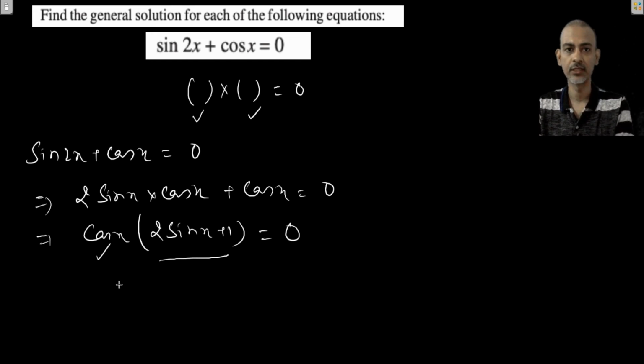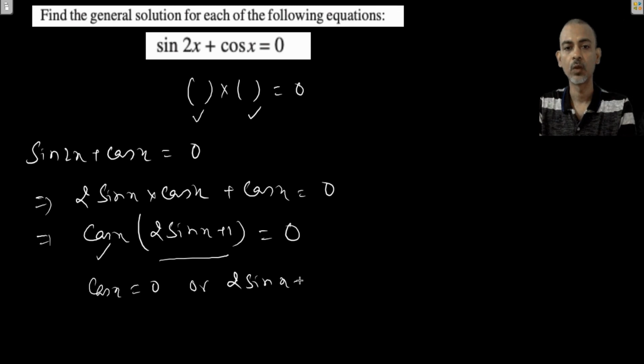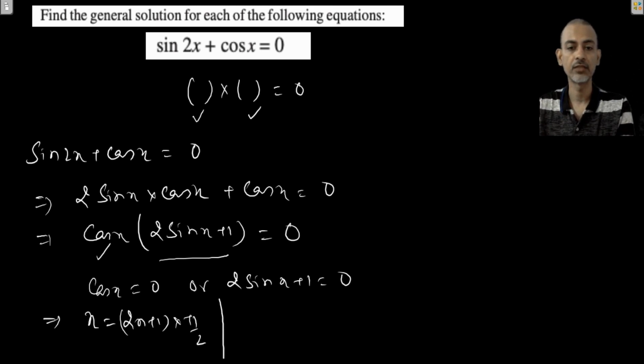I think you can understand this part after following the previous question. So either cos x equals 0 or 2 sin x plus 1 equals 0. When cos x equals 0, we can simply write x equals (2n plus 1) into pi by 2. This is my general solution. And the other one, let's try to solve it.